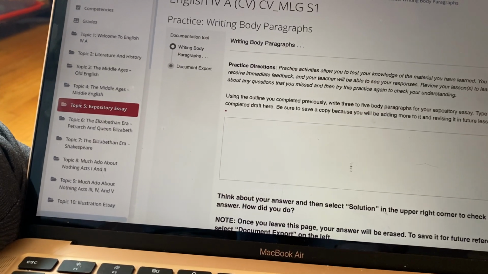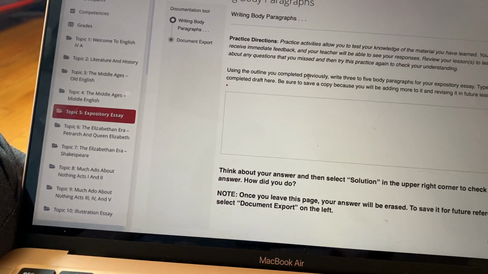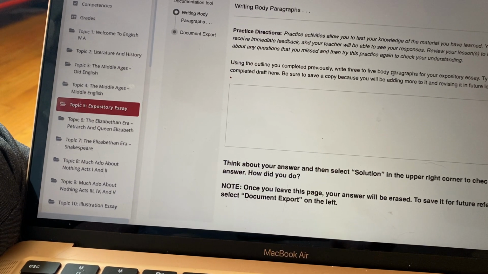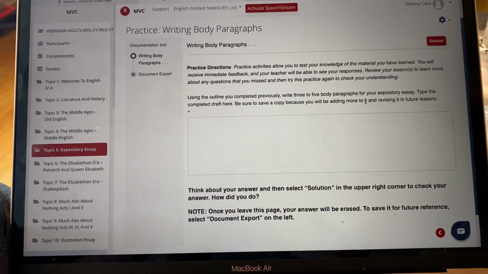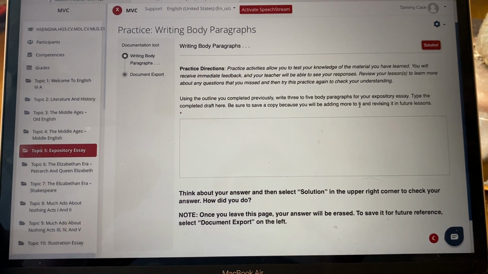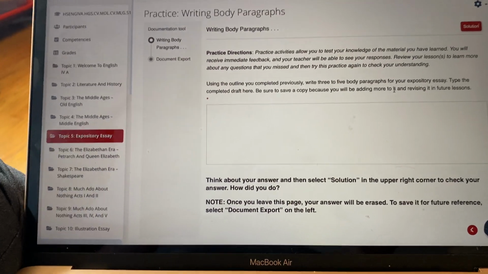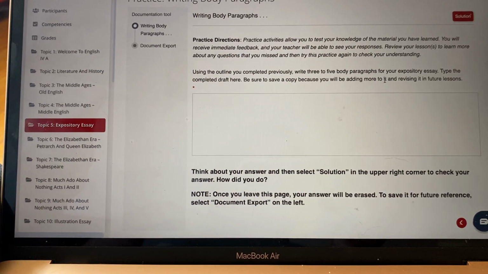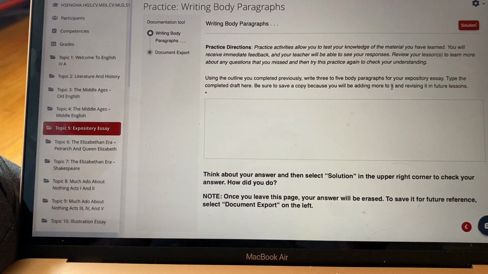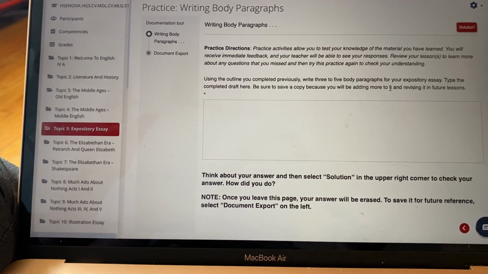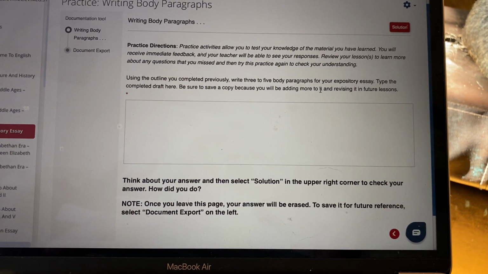All right, so use the outline you completed. You should have an outline. 3 to 5 body paragraphs for your expository essay. So it's going to look something like this. Introduction with thesis. Lay of Sir Launfal, explore courtly love and chivalry. Wife of Bath's Tale, explore, and then a third paragraph doing a compare and contrast, and then wrap it up.